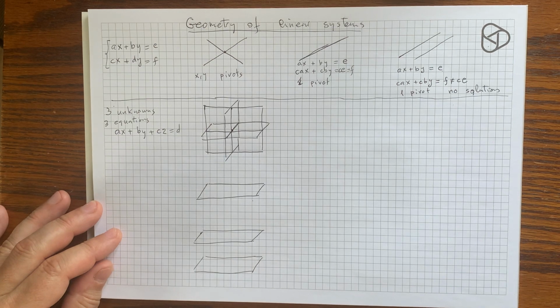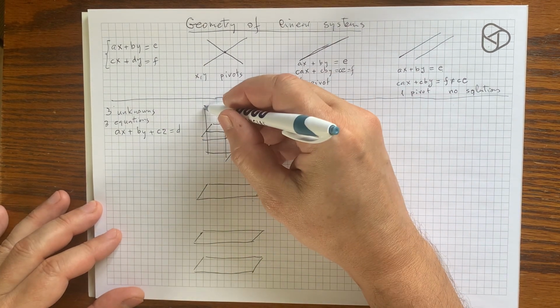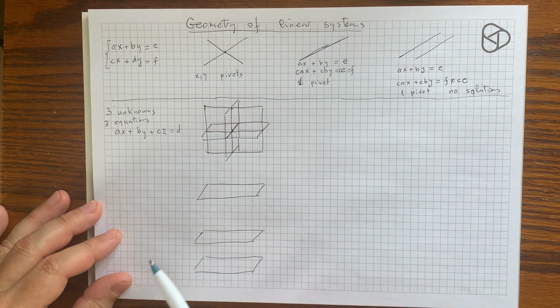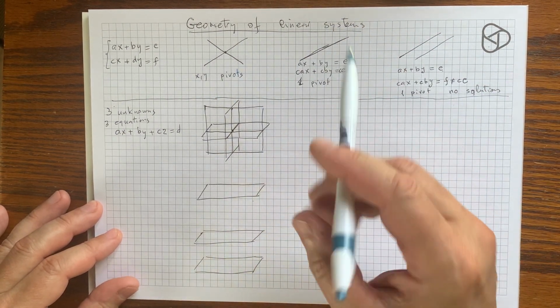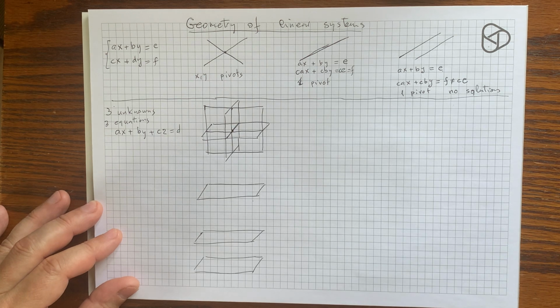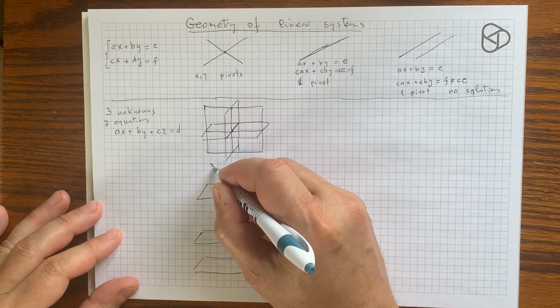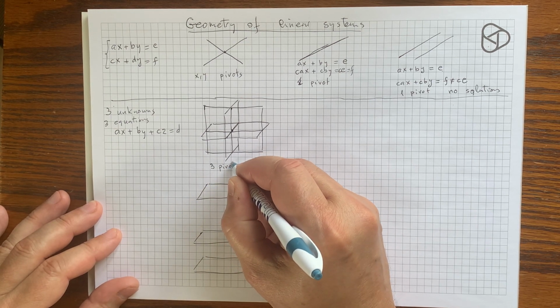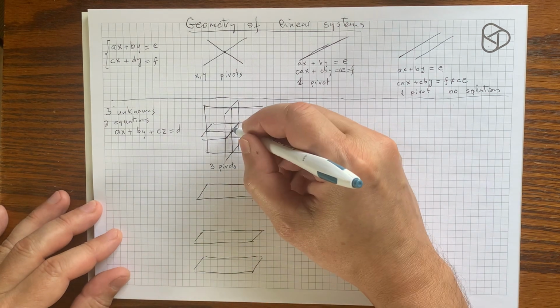And in the most generic situation of those intersection lines, there are two lines sitting on each of those planes, and generically two lines intersect at a point. So that will be the case of a three unknowns, three equations system, which will have three pivots. No free variables, just a unique solution.